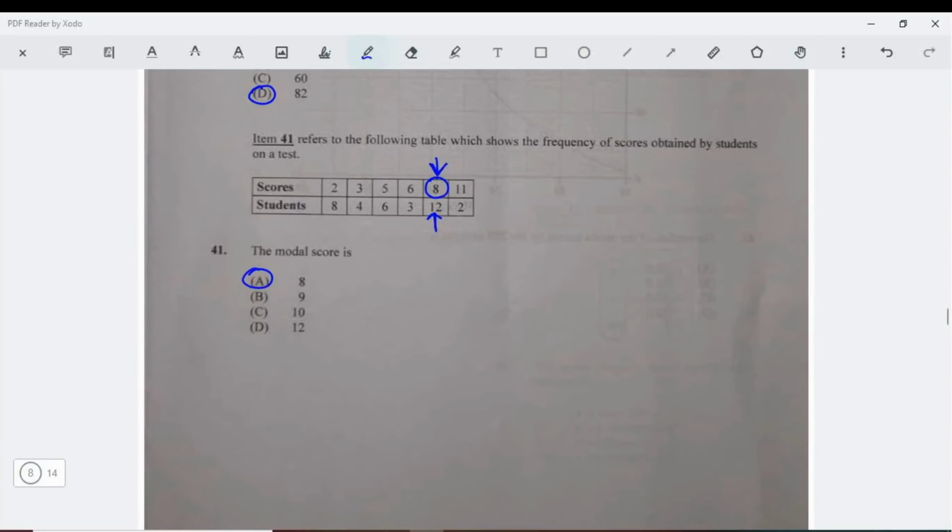Alright, please don't put 12. It's just telling us that 12 is the frequency. 12 students got 8. 8 is the modal score.